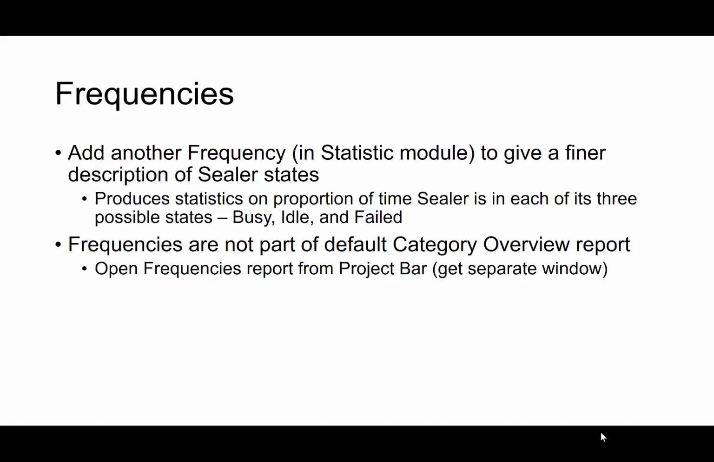Add another frequency in the statistic module to give a finer description of the sealer states. This will produce statistics on the proportion of the time the sealer is in each of the three possible states of busy, idle, and failed. The frequencies will not be part of the default category overview report, so if you want to change that, you have to go and update that before you run your simulation.